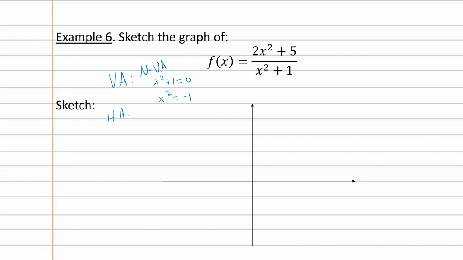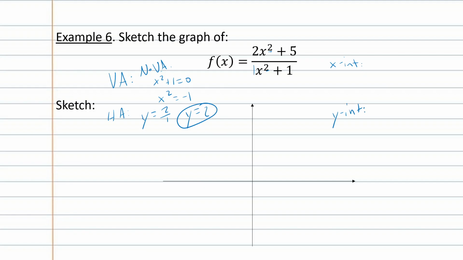Well, if I compare my exponents here, they're the same exponent. So I should have a horizontal asymptote at y equals 2 over 1 by comparing the numbers in front of the x squareds here. So I should have a horizontal asymptote at y equals 2. Okay, now let's see if we can find our x-intercept and our y-intercept.